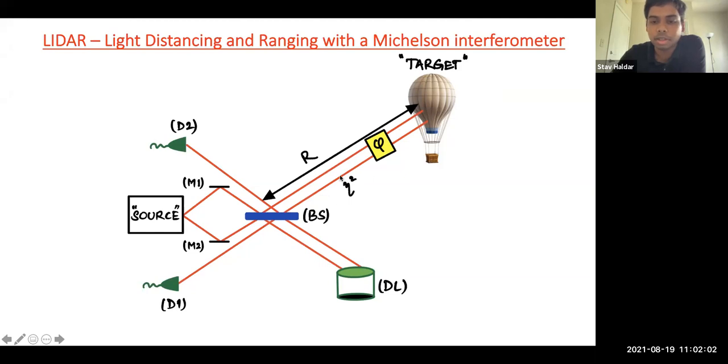And you can also consider, and we'll talk about this, some noise in the arm, which is a realistic assumption. So this phi, that is the acquired phase, basically tells you what is the range of the object. So that's why the term LIDAR.